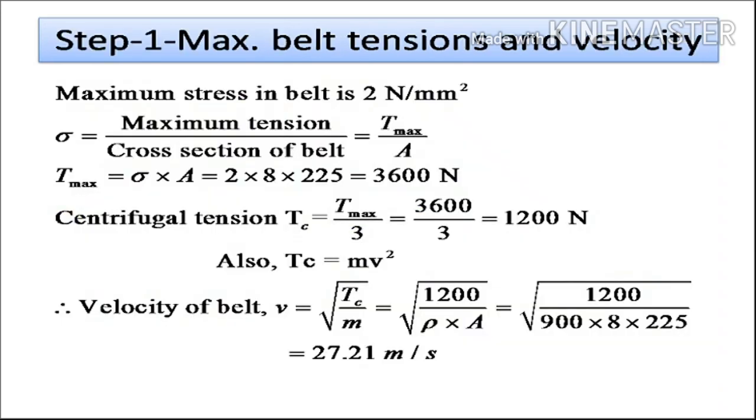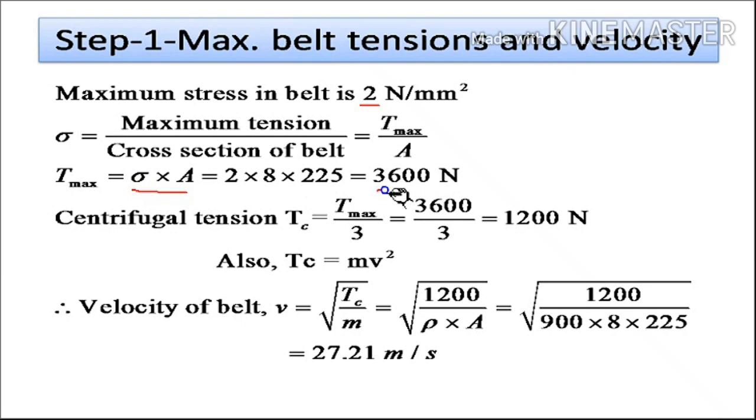So let us utilize this stress first. This stress is maximum tension divided by the cross section of the belt. So the maximum tension in the belt is equal to the product of sigma into A. So 2 into 8 into 225 is equal to 3600 Newton, which is the maximum tension in the belt.